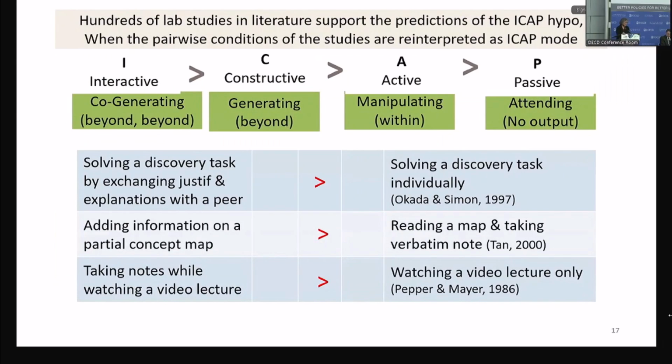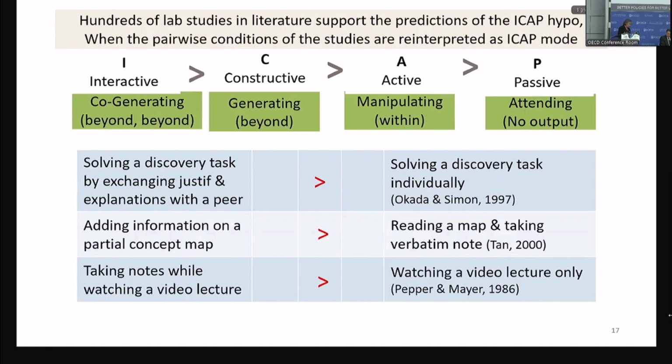The ICAP hypothesis is supported by hundreds of studies that are already out in the literature, published before ICAP came along. The way you can show that these already published studies support ICAP is by reinterpreting the manipulations in the study into an ICAP mode. So let me give you 3 examples.